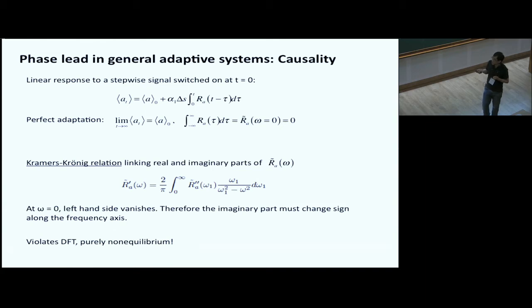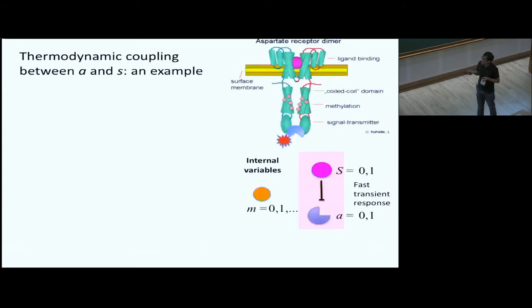Now, you can also show from just the fluctuation dissipation theorem, in which case this imaginary part of the response function is related to some power spectrum, which has to be positive. So if the system is in equilibrium, by virtue of the fluctuation dissipation theorem, this cannot happen. Okay, so this is the theory.